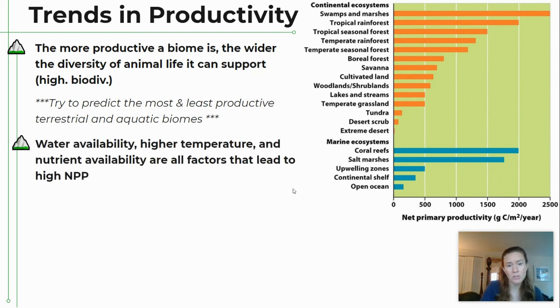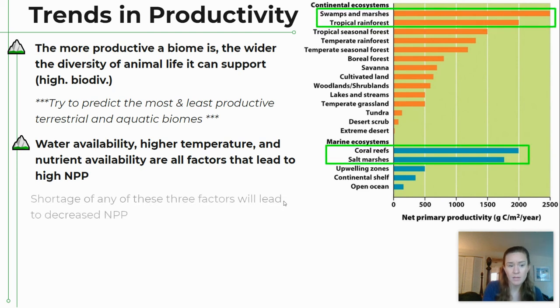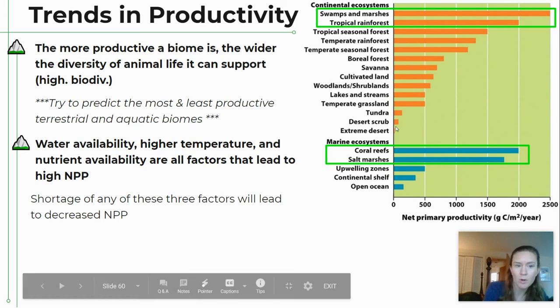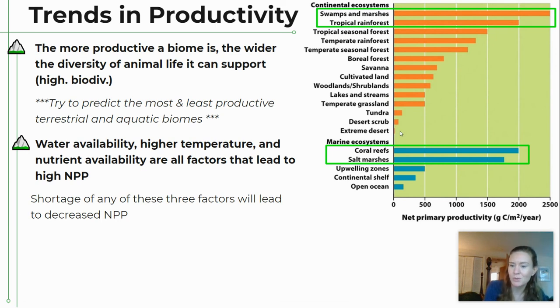Water availability, higher temperature, and nutrient availability are all factors that lead to high NPP. A shortage of any of these will lead to decreased net primary productivity. So, like the desert, there's not a lot of water. The water is a limiting resource in the desert.